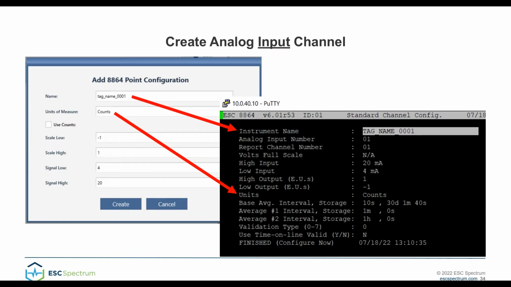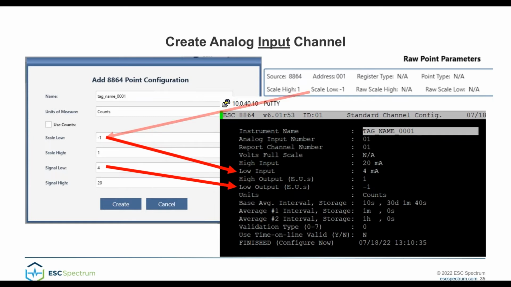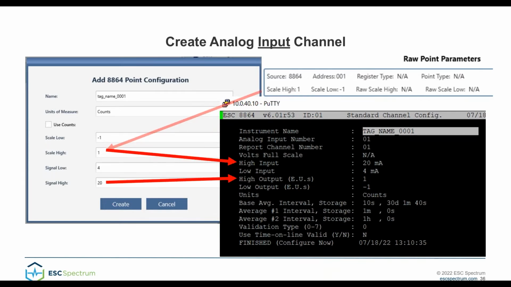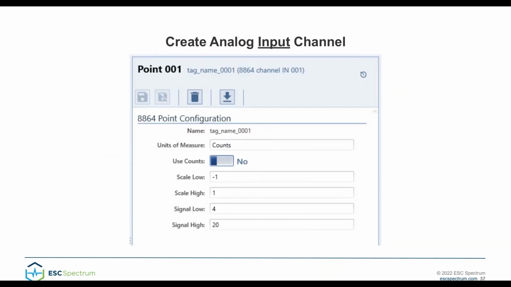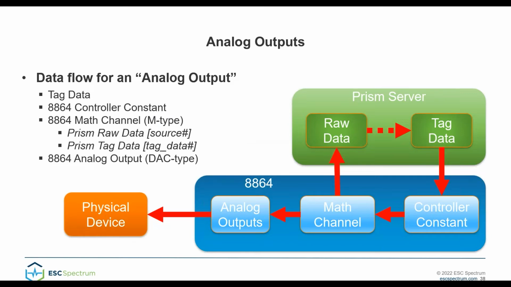Here's a detailed view of how these analog inputs that you're editing in Prism will actually map to what you see in the 8864. The name and the units of measure are there. Scale low and signal low are there. Low input versus low output. And scale high and signal high as well. Here's a detailed view of the options when creating that. Obviously name, counts, signals, ability to edit those.